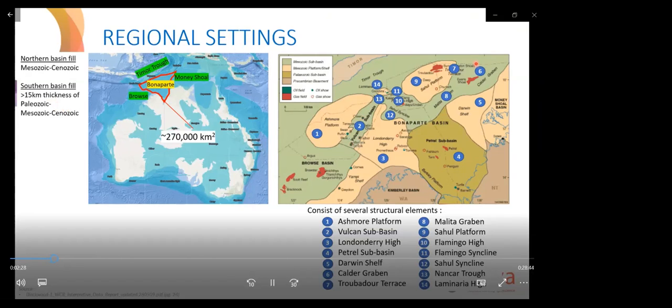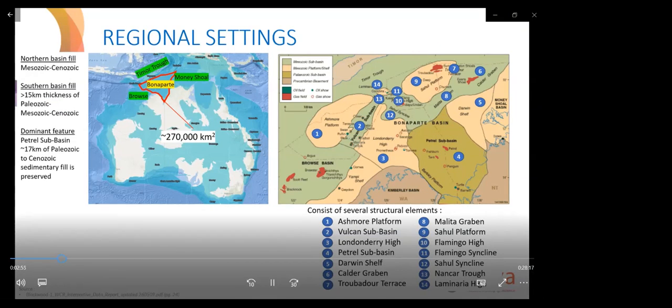If you take a look at the right image as we zoom in, it appears that the basin consists of 14 structural elements as listed below. It is also reported that the most dominant feature in Bonaparte is number 4, which is the Petrel Subbasin, where it has up to 17 kilometers of Paleozoic to Cenozoic sedimentary fill preserved.